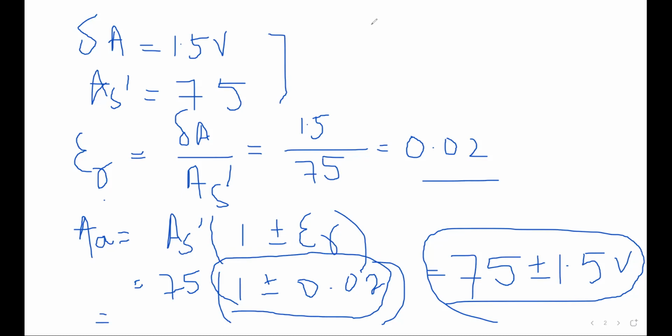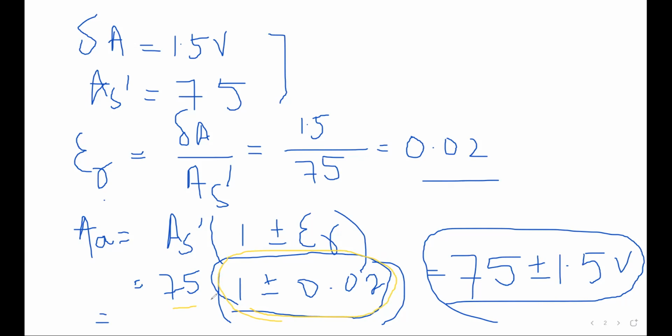Tell me the limits that you are getting. Ma'am, 73.5 to 76.5. 76.5. You leave the 75. I'm not telling you to include this. When you are finding the limit, you will find the limit only in between these two numbers. मतलब 1 plus 0.02 और 1 minus 0.02 करना है. 75 को हाथ नहीं लगाना है.